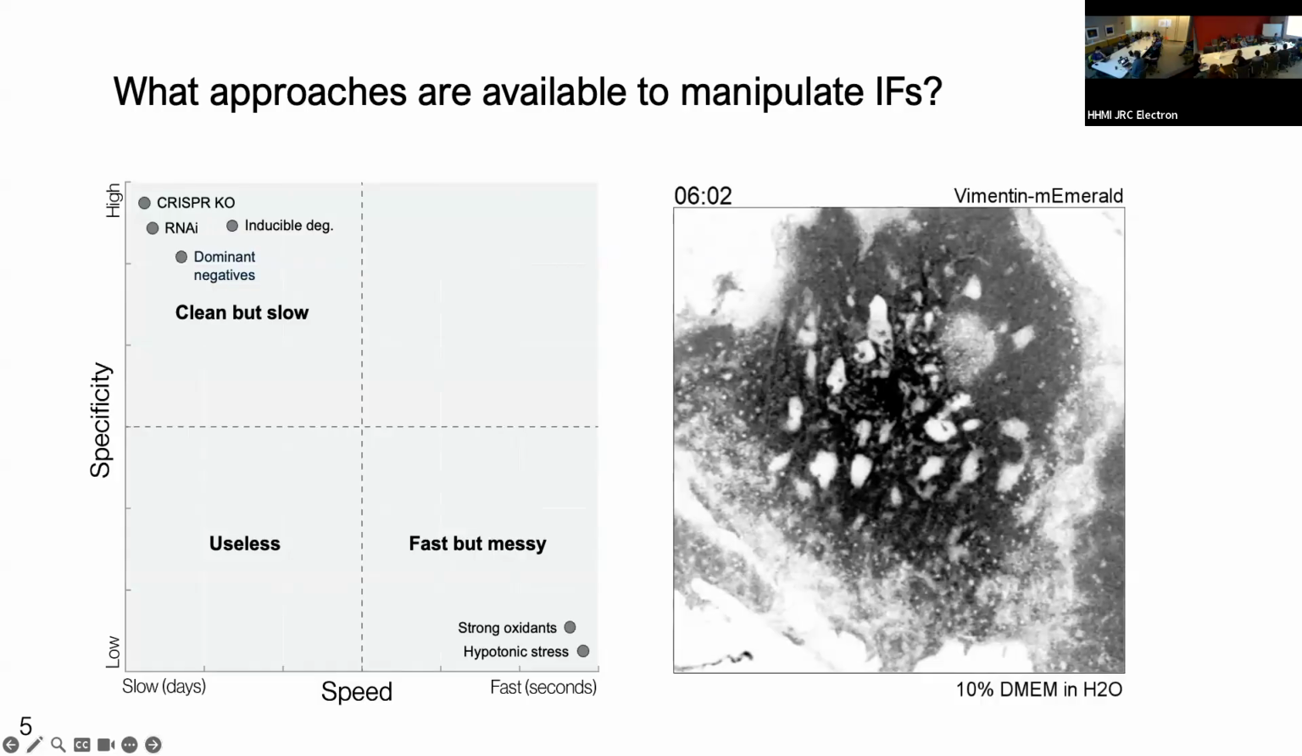Another sledgehammer approach is strong oxidants. So incubating cells with millimolar concentrations of hydrogen peroxide completely destroys most IF networks, as well as most of everything else, depending on what you're interested in.